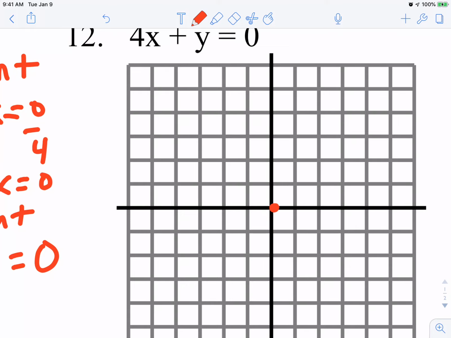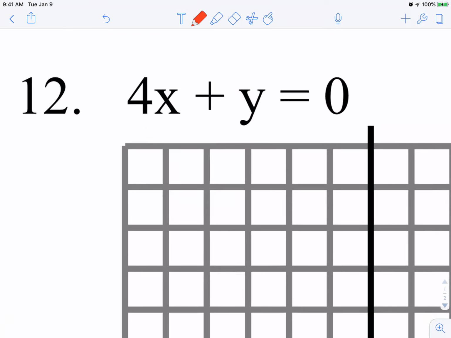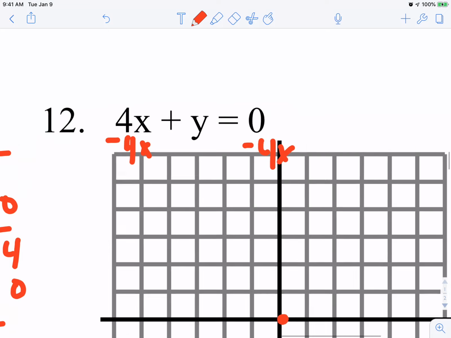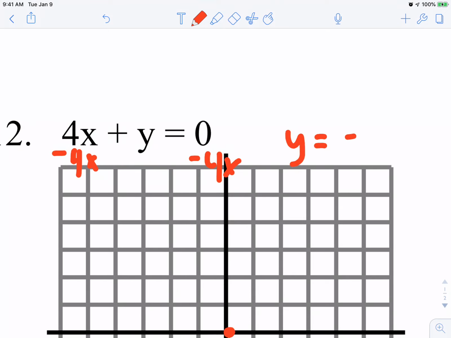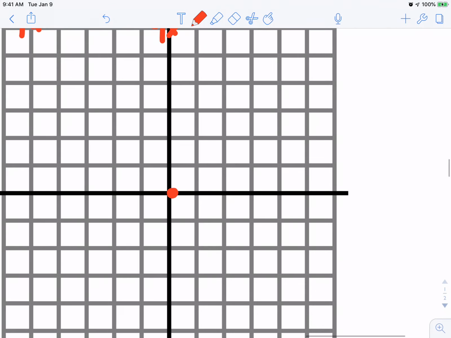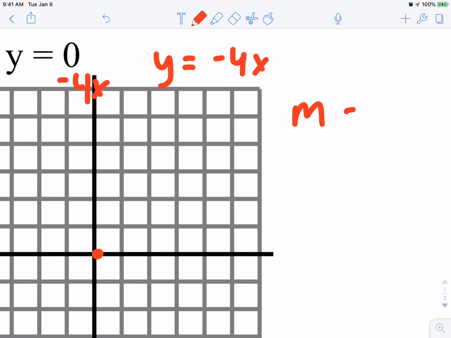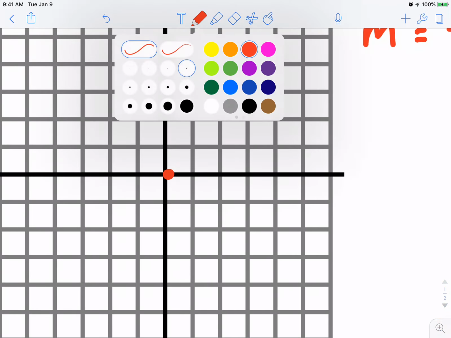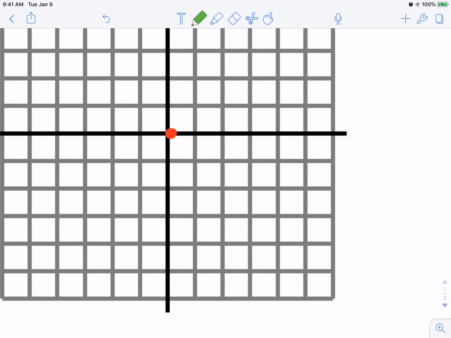Therefore, you have to do slope-intercept, which means minus 4x to both sides. And you get y is equal to negative 4x. So negative 4x, that's my slope. My slope is negative 4 over 1. I mean down 4, right 1 time. So down 4, 1, 2, 3, 4, right 1.